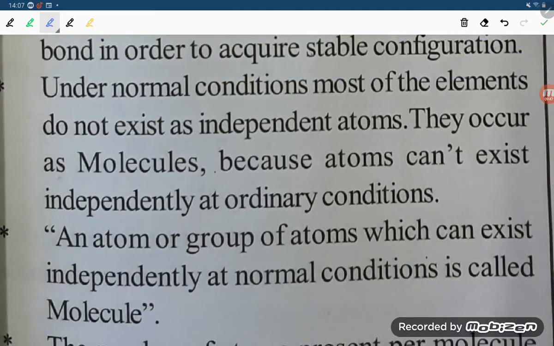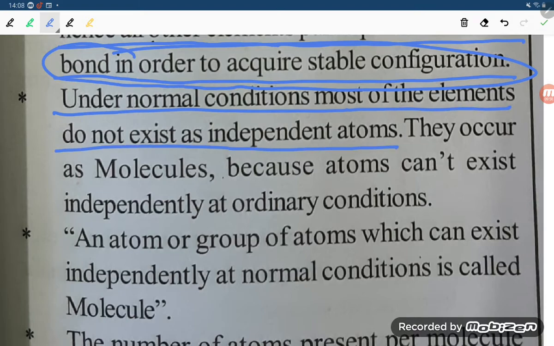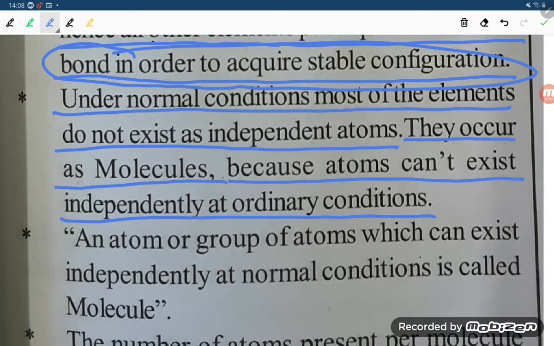Now let us move to another point, student. Under normal conditions, most of the elements do not exist as independent atoms. They occur as molecules because atoms can't exist independently at ordinary conditions.